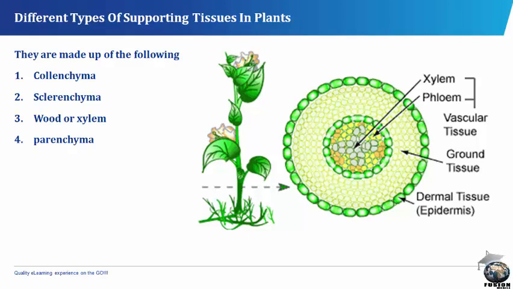Supporting tissues have the following functions in plants. 1. Strength. 2. Rigidity. 3. Protection. 4. Flexibility. 5. Xylem conducts water and mineral salts. 6. At times they photosynthesize.